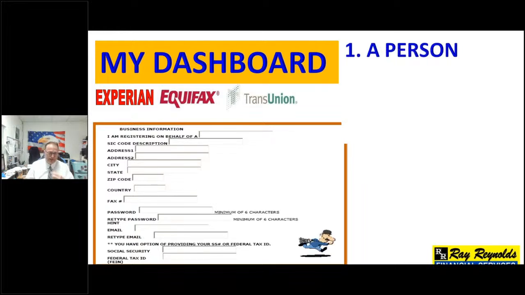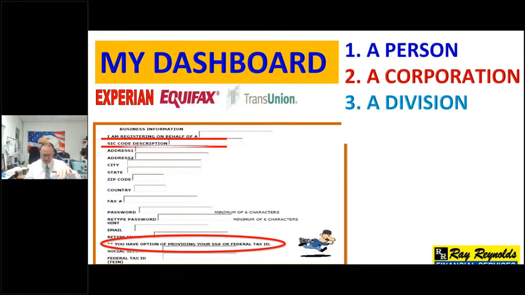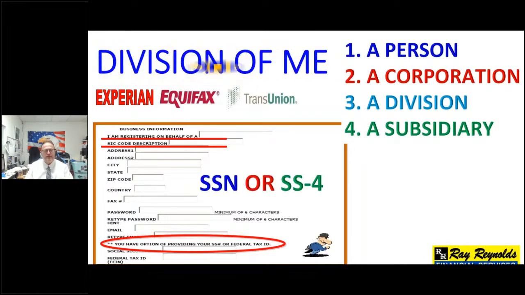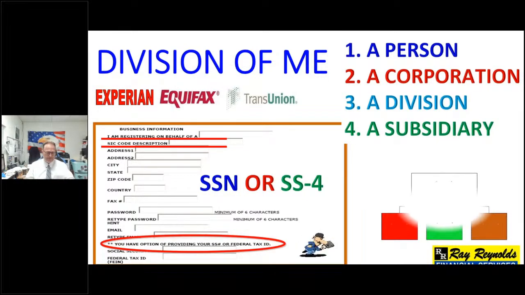As long as you're trying, you're not dying. If you're not trying, you might as well be dead. We can do that in a person, corporation, division, subsidiary. I get to pick SSN or SS4. Which would you like to pick? I think you should have 3 divisions of me, but that's up to you as well.